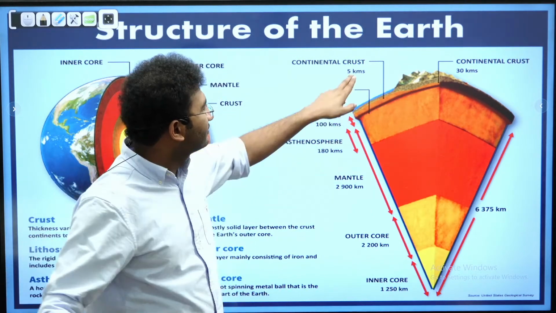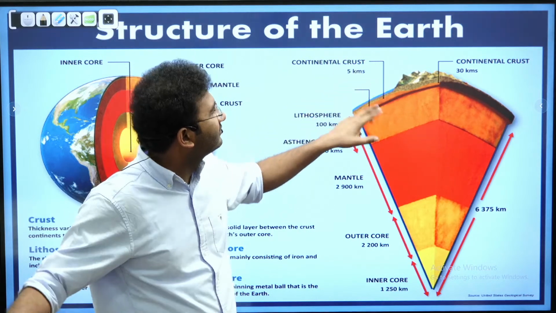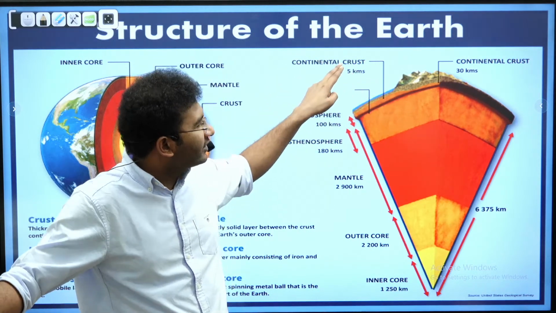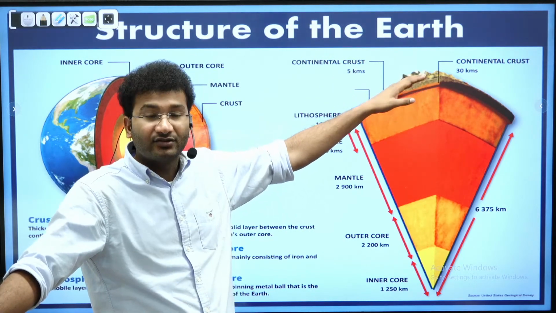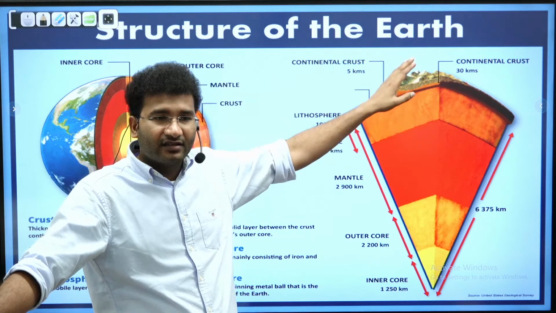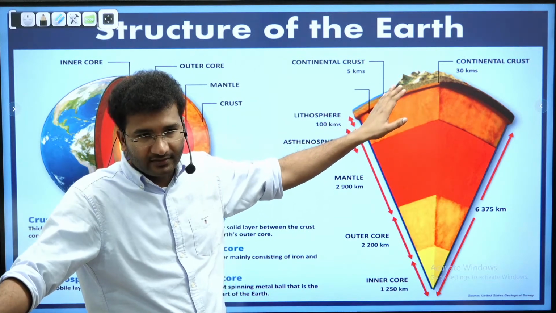Okay, continental crust 5 किलोमीटर लगा है, गलत. Yes. ये ओशनिक क्रस्ट है. ओशनिक क्रस्ट का डेंसिटी जो है 5 किलोमीटर. कॉन्टिनेंटल क्रस्ट का डेंसिटी नहीं, थिकनेस 30 से लेकर 70 तक जा सकता है.